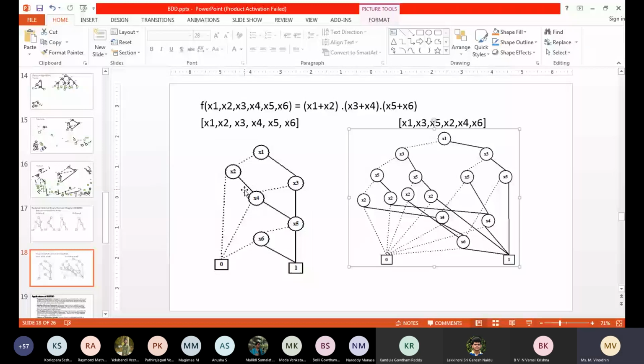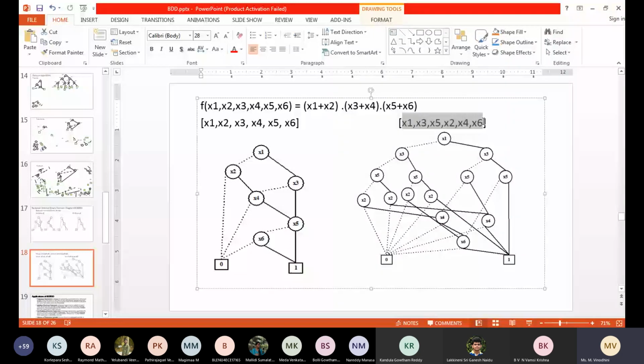Which one is in reduced form? Anyone answer? First one or second one? First one, ma'am. The first one is in reduced form. The second one is not in reduced form. And if you look at the diagram itself, you can see it's very complicated. That is the reason, if I am not choosing the order, my final reduced binary decision diagram may not end up in a reduced form. I may not get the reduced BDD.